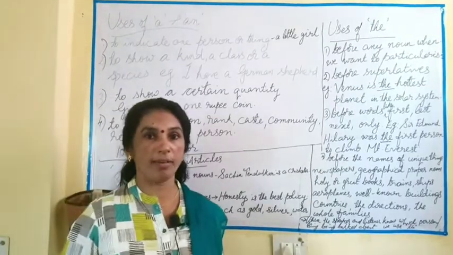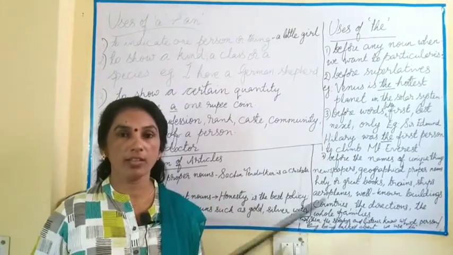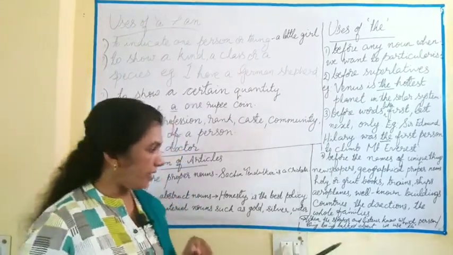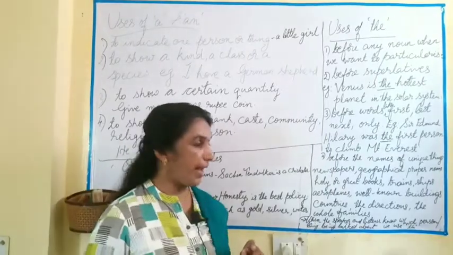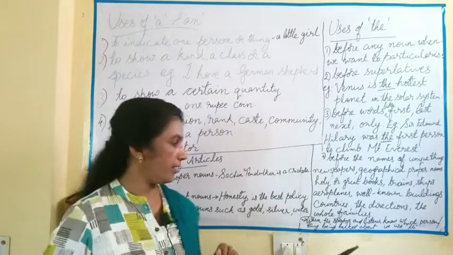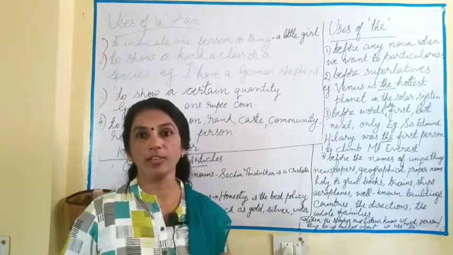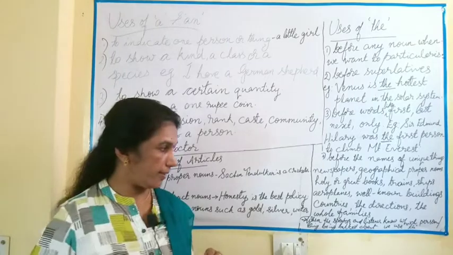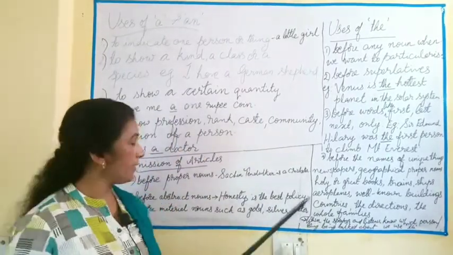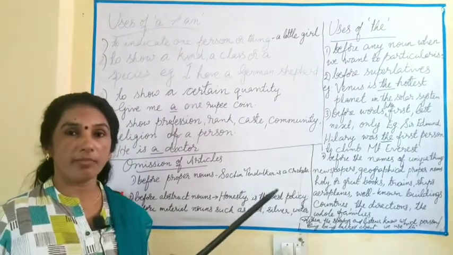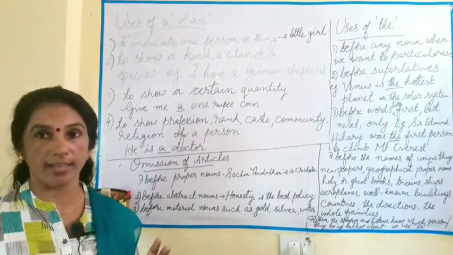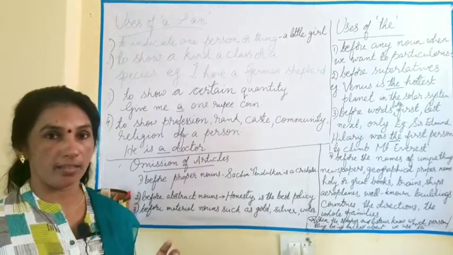When we talk about the whole family, like the Roy family or the Kapoor family, we use "the" before that whole family. And one more thing, when the speaker and listener know which person or thing is being talked about, then we use "the" before that. And there are some exceptions, which means there are some omissions where we do not use the article. Where to omit articles?